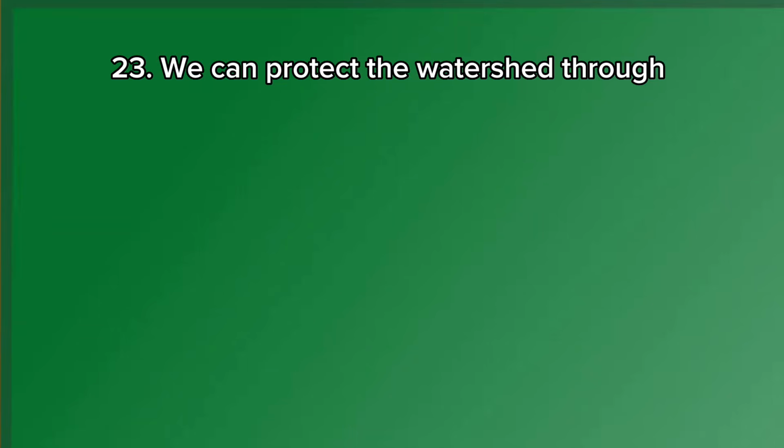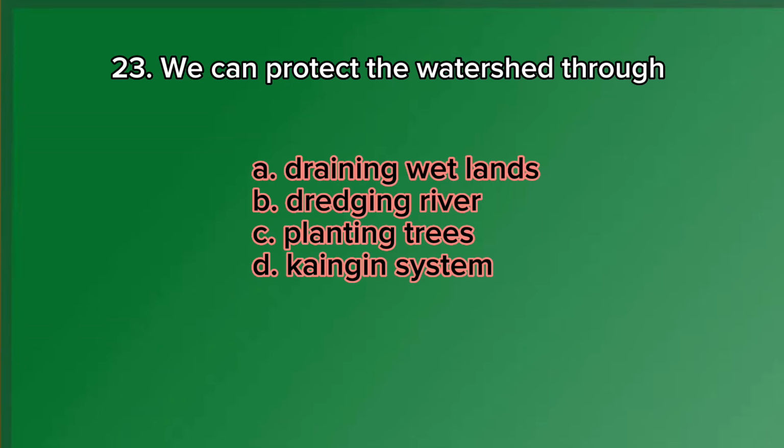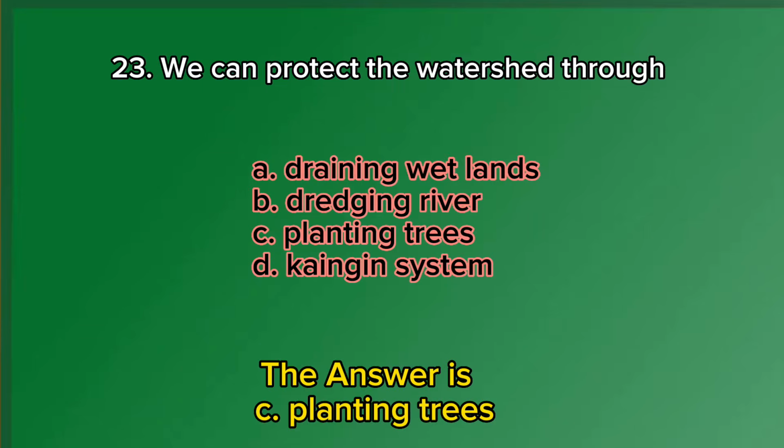23. We can protect the watershed through A. Draining wetlands. B. Dredging river. C. Planting trees. D. Kaingin system. The answer is C. Planting trees.